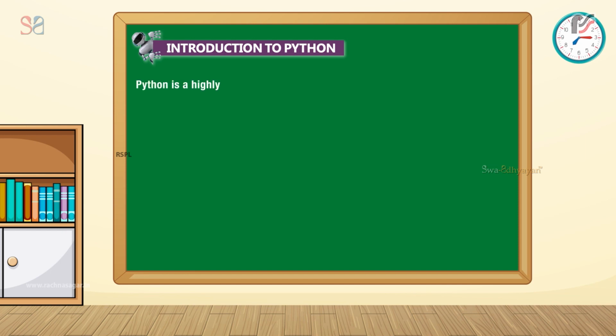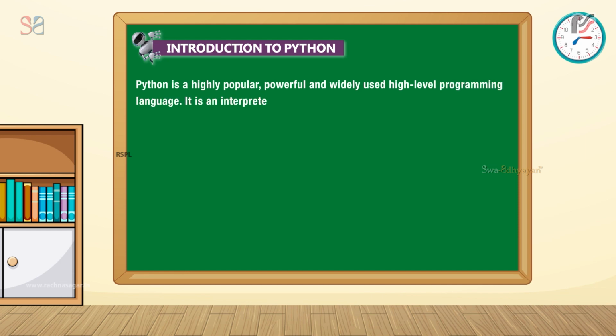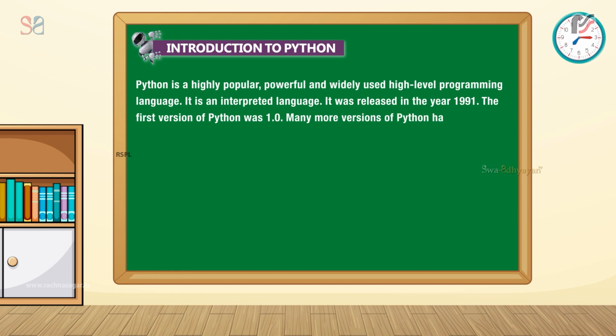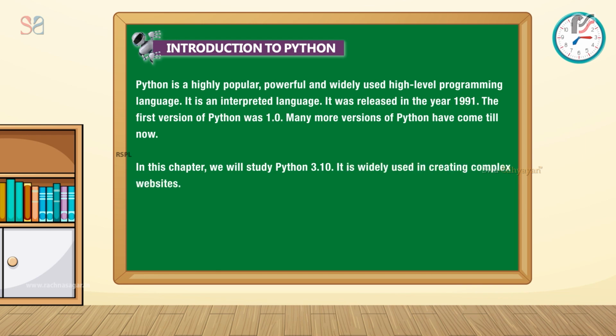Python is a highly popular, powerful, and widely used high-level programming language. It is an interpreted language. It was released in the year 1991. The first version of Python was 1.0. Many more versions of Python have come till now. In this chapter, we will study Python 3.10. It is widely used in creating complex websites.